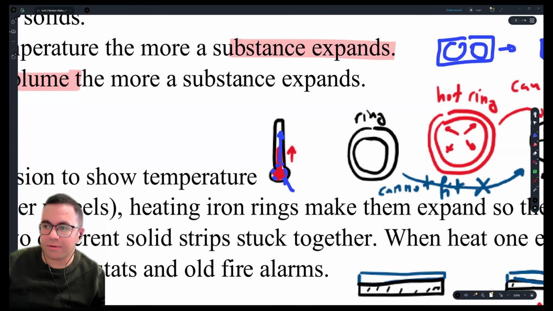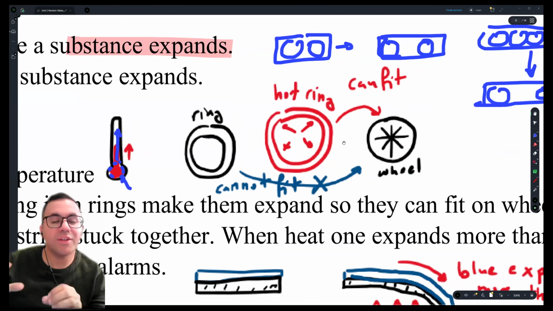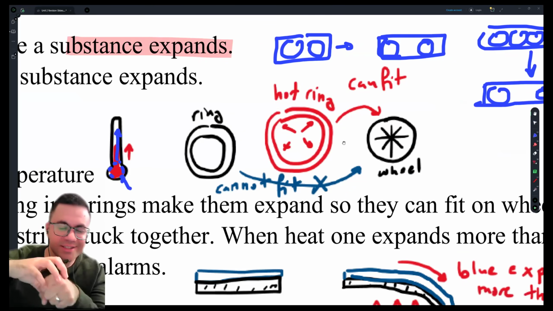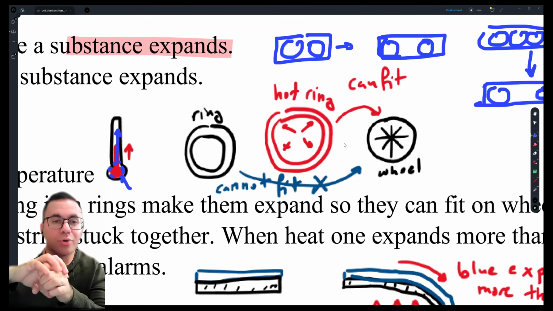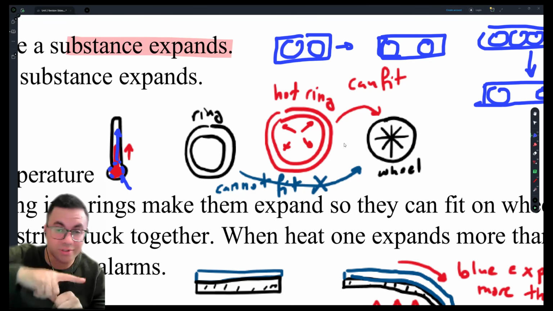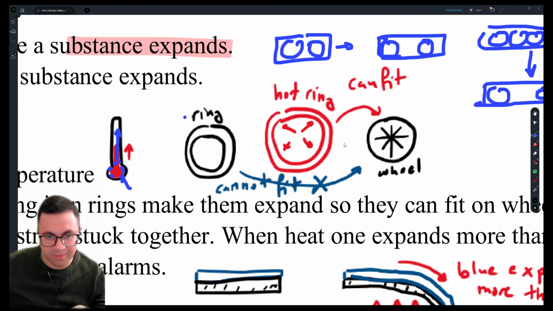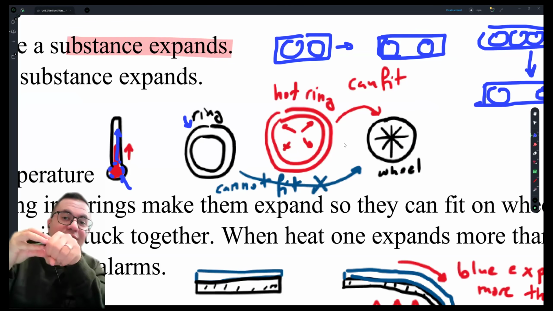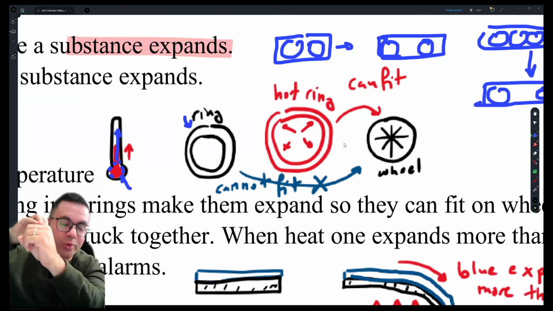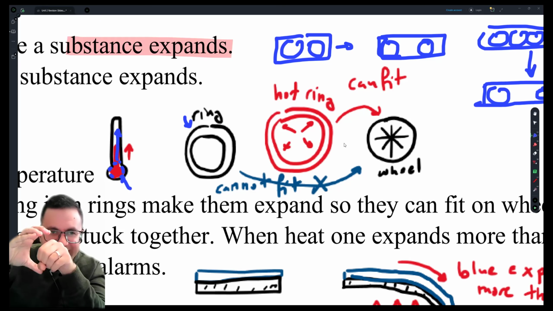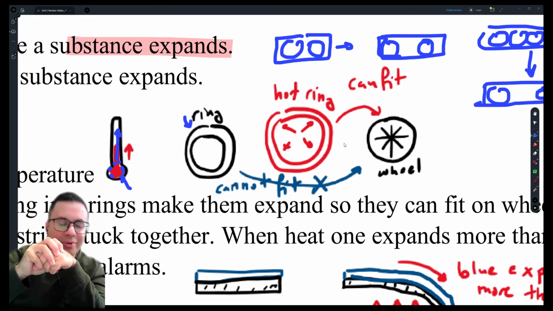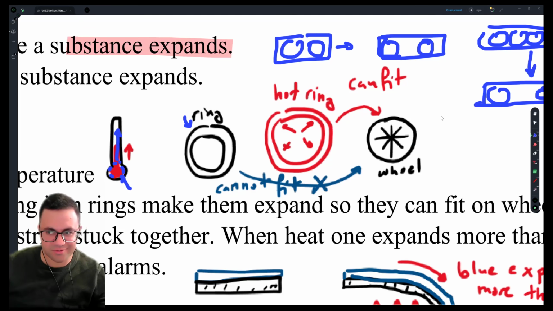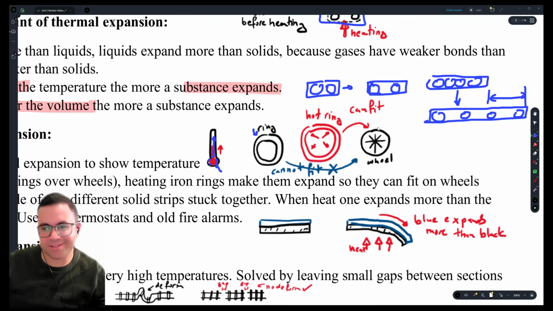Then we can use thermal expansion to fit metal rings on top of wheels. If I have a wheel from a train, for example, and I want to fit a ring on top of it without using glue or nails or screws or anything, or even welding it, we get a metal ring that doesn't fit, like it won't fit on top of that wheel. Heat it so it expands a little bit, fit it on top of the wheel, and let it cool. It'll grab onto the wheel and it gets stuck there. So when you heat the ring, it expands, you can fit it on top of the wheel.